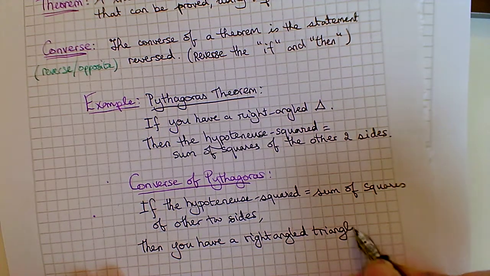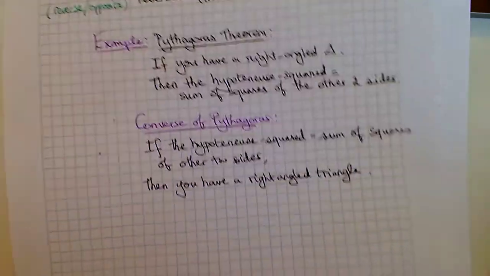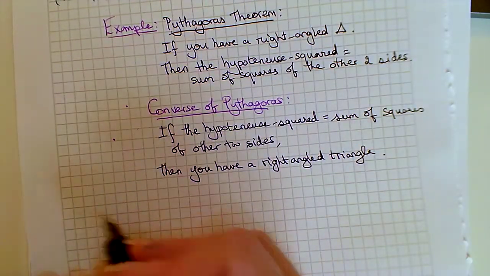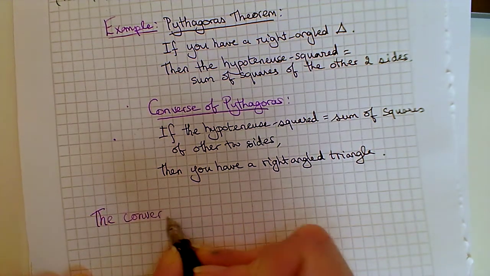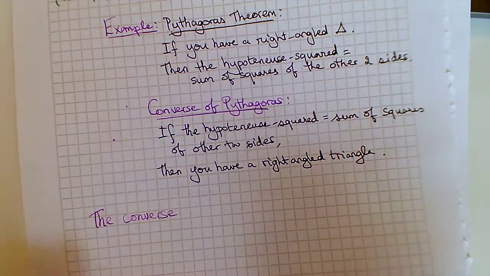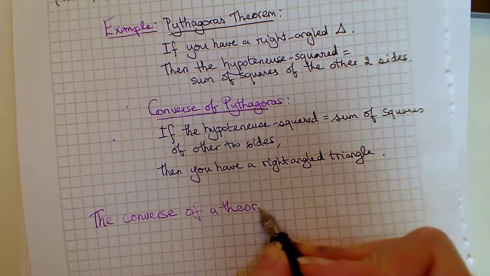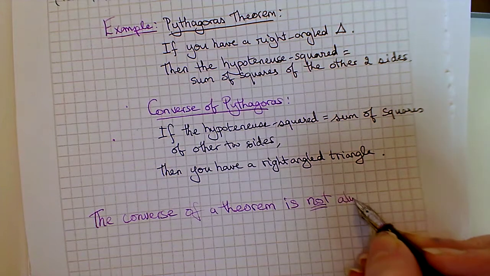Now, that might seem obvious, and with something like Pythagoras theorem, it is obvious, but this is a really important point. The converse of a theorem is not always true. So just because something is true in one direction, it doesn't mean that it's true in the opposite direction. The converse of a theorem, or a statement in maths at all, is not always true.